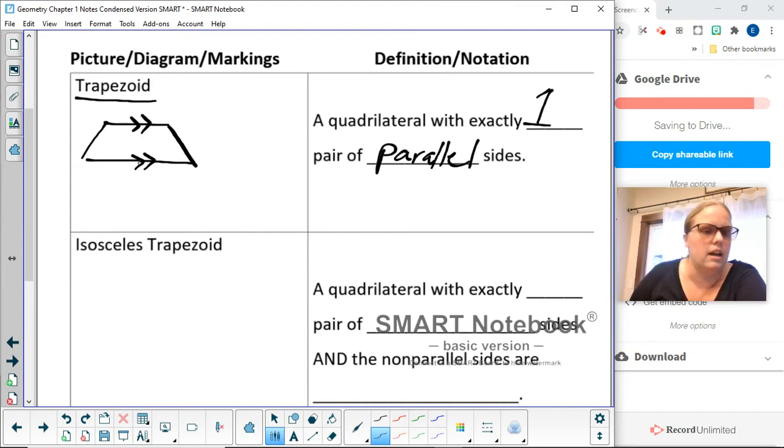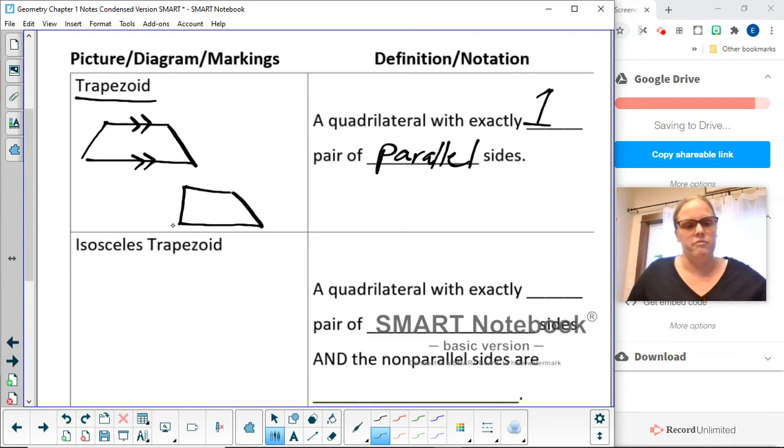Okay, now that's not the only way a trapezoid could look. As long as you have exactly one pair of parallel sides, it is considered a trapezoid. So here I've made it more of a right trapezoid where the non-parallel side is looking like it's perpendicular. But again, we do have to have the markings showing that those sides are parallel. You cannot have two pairs of parallel sides. That would be a different quadrilateral.